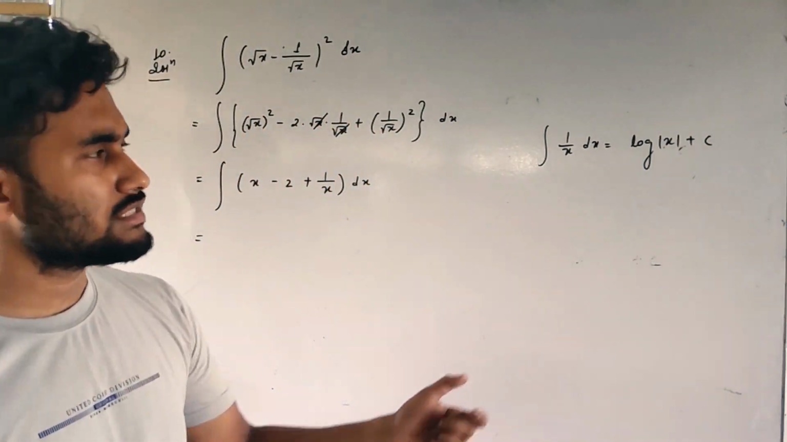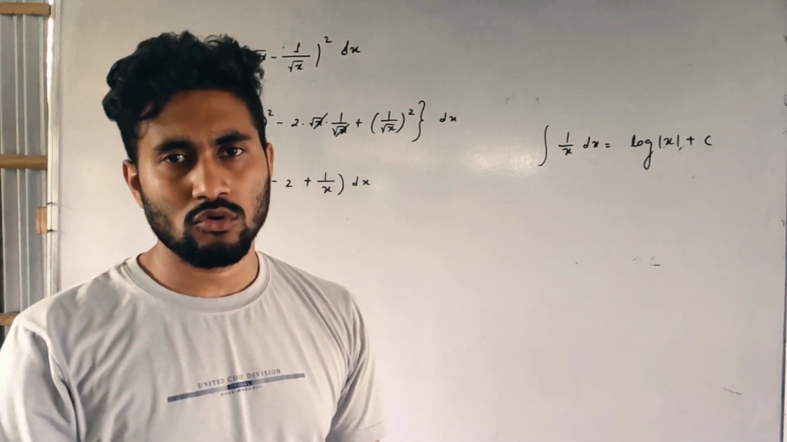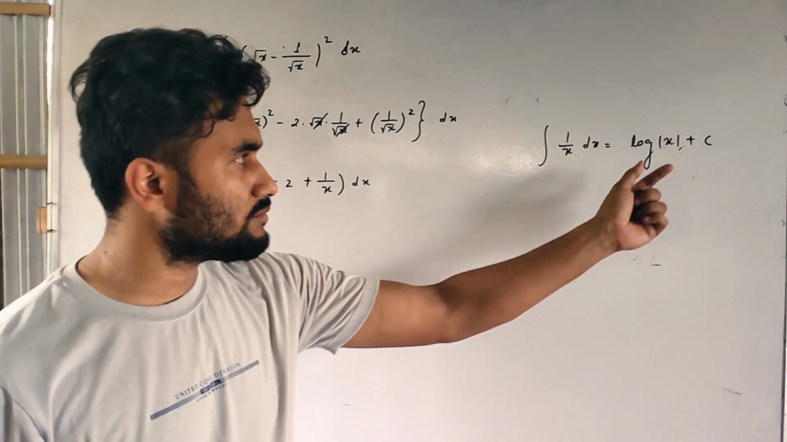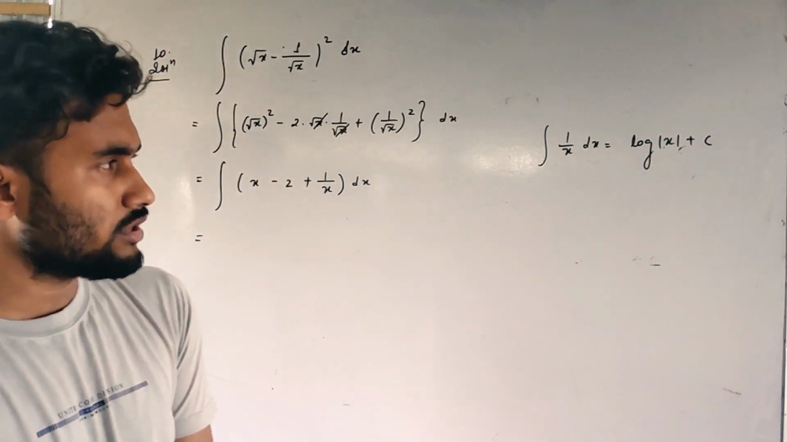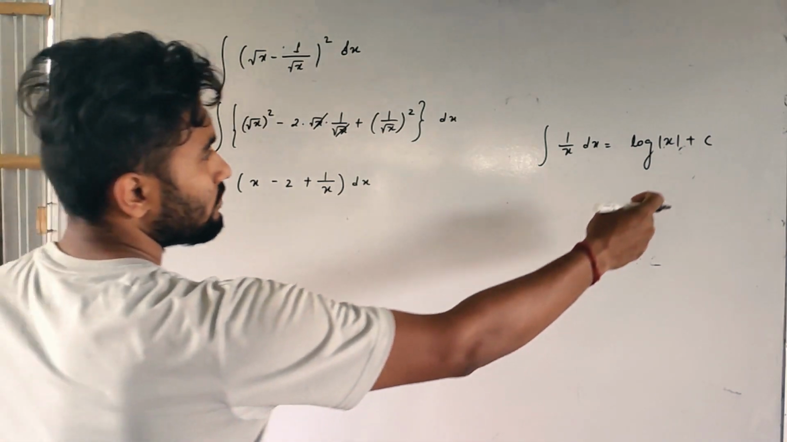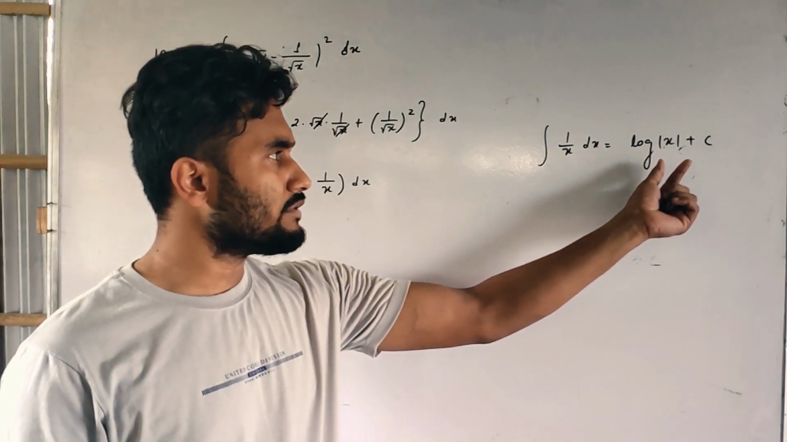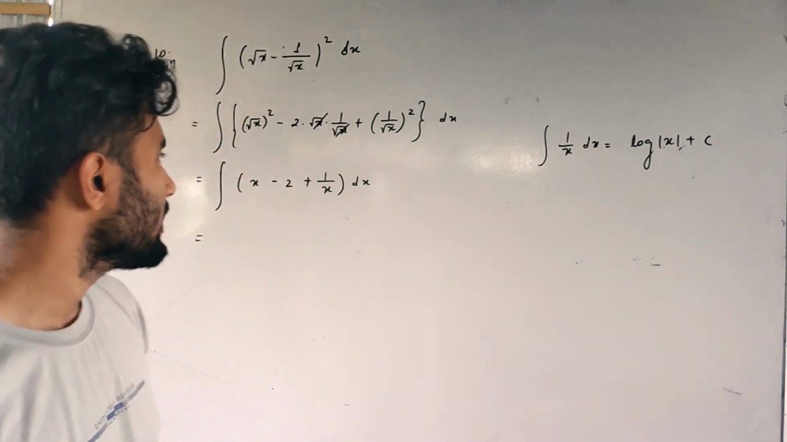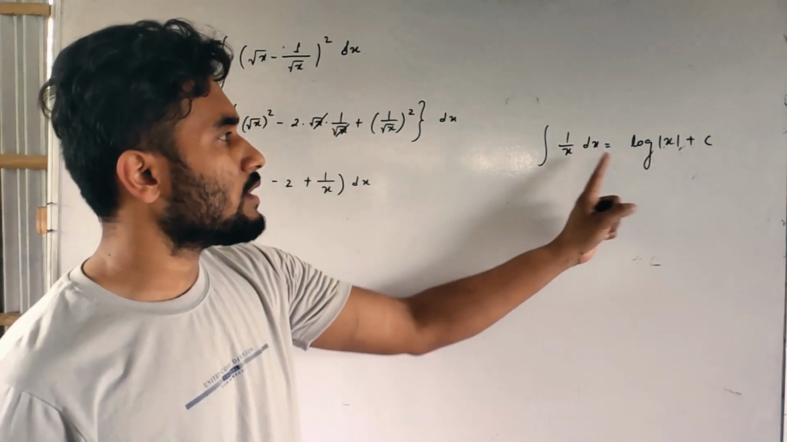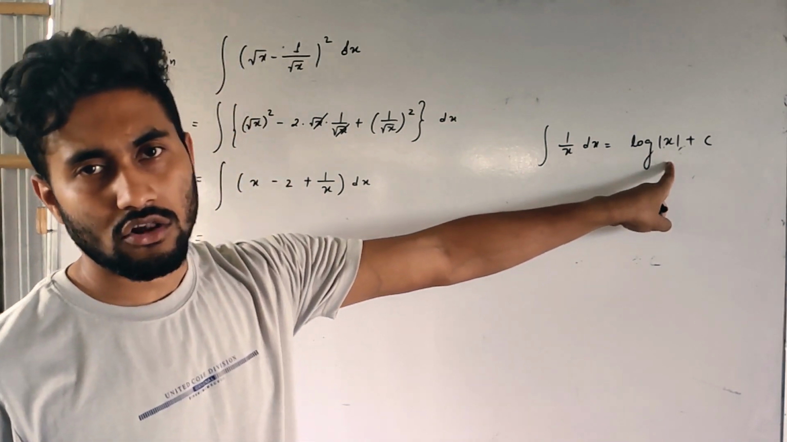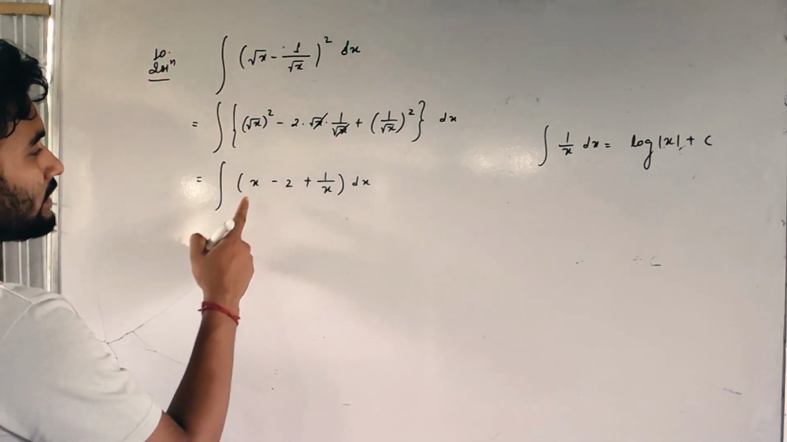Why this modulus symbol or absolute value symbol is used, you will come to know in a later part of the chapter. We use it only to take the magnitude. Later on I will tell you in depth why this symbol is used, but for now simply understand that we take the magnitude. So since d/dx of log x is 1 by x, the integral of 1 by x will be log x. So solve it.